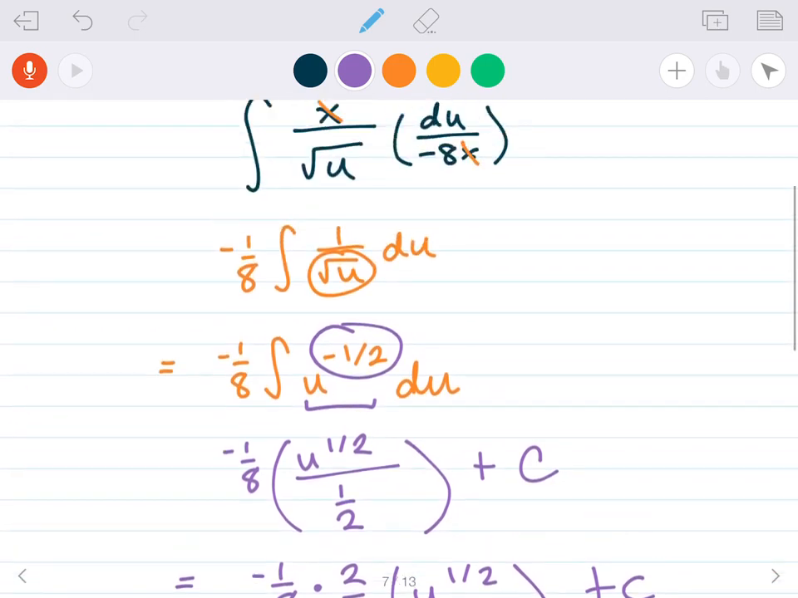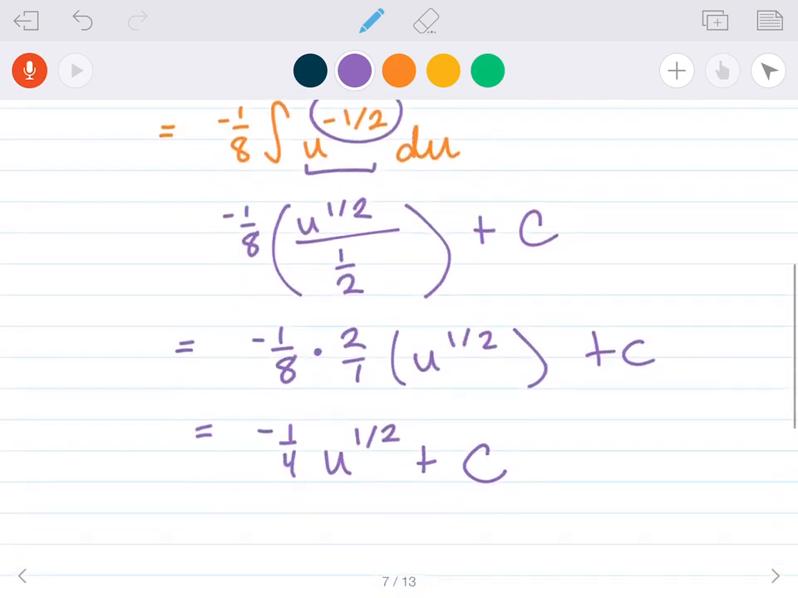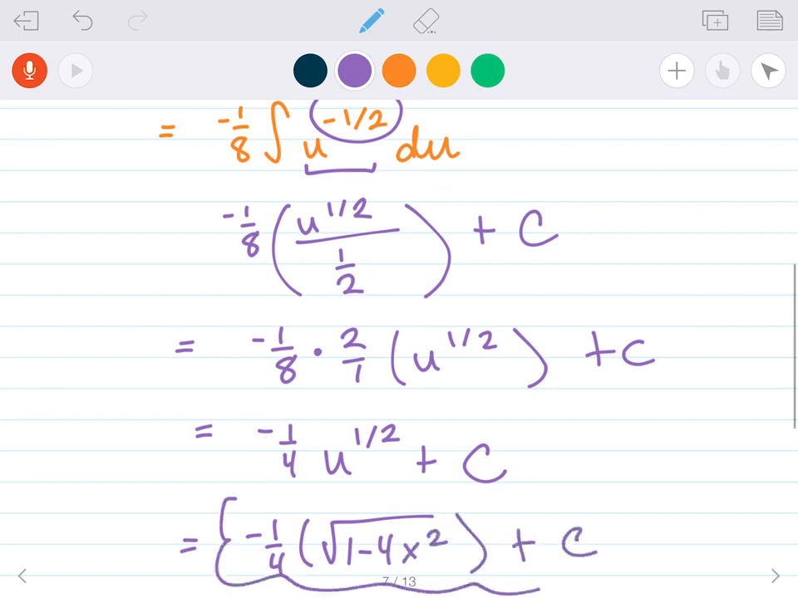Well, u is 1 minus 4x squared. So my final answer is negative 1 over 4 times the square root of 1 minus 4x squared plus c. This is my final answer here.